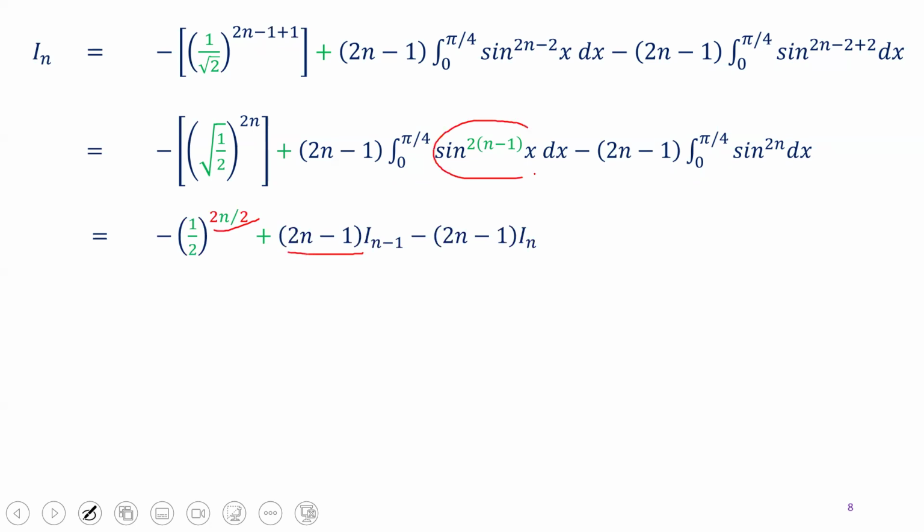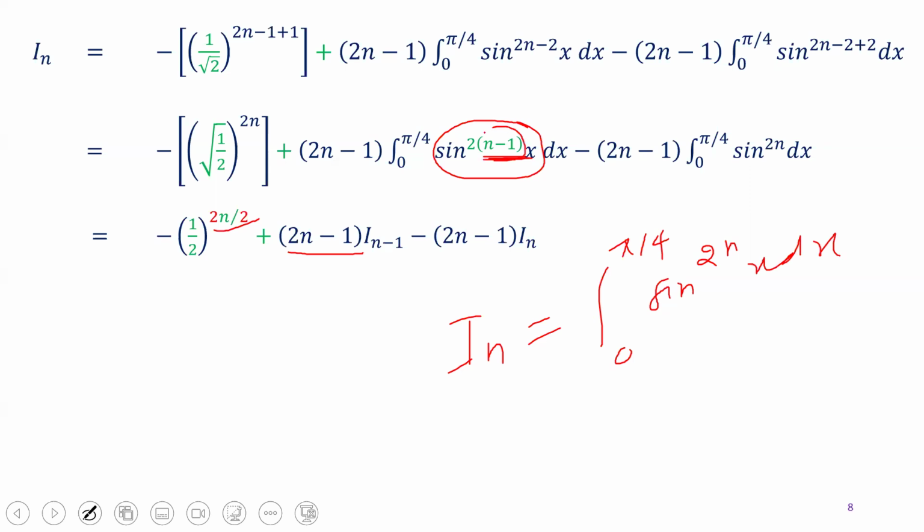This is nothing but I_(n-1), because we have given I_n is equal to the integration from 0 to pi by 4 of sin^(2n)x dx. So in place of n, it is n minus 1, so we can write it is I_(n-1). And here, this is I_n.